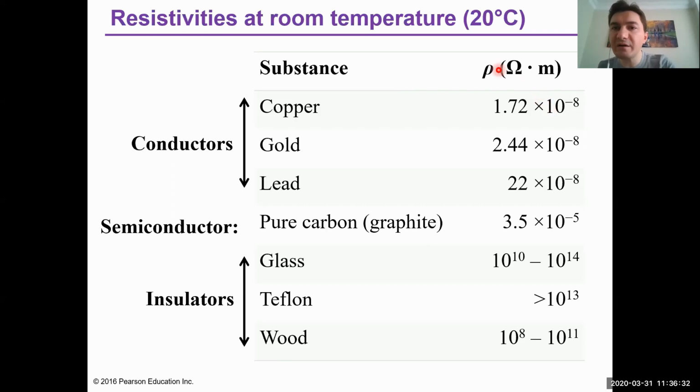And what do you see here? The resistivity is given by 10 to minus 8, very low resistivity in copper, gold, and lead because they are conductors, okay? But in case of semiconductor, for example, graphite here, the resistivity increases, okay, up to 10 to minus 5. But in case of insulators, resistivity goes to 10 to power 14. Huge resistivity in insulators, in glass, in Teflon, in wood. So the resistivity is huge in insulators.